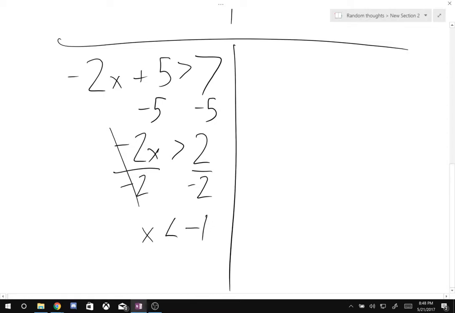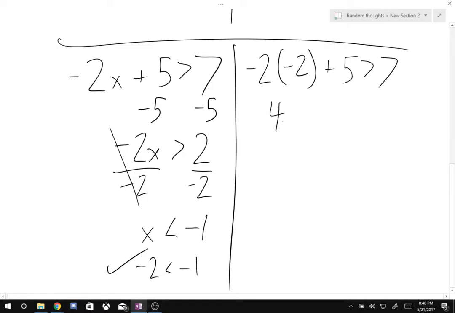So we can check our answer again. This one is a little bit different. It tells us anything that is less than negative 1 will work as a solution for x. So if we plug something like that in, such as negative 2, because negative 2 is in fact less than negative 1, we have negative 2 times negative 2 plus 5 is greater than 7. That gives us 4, because two negatives being multiplied create a positive. 4 plus 5 is greater than 7, and then 9 is greater than 7.